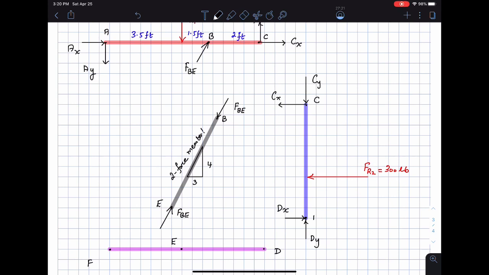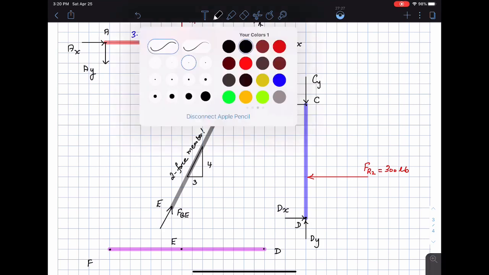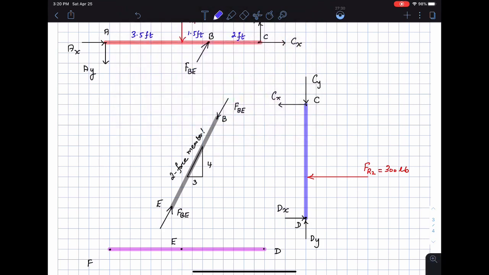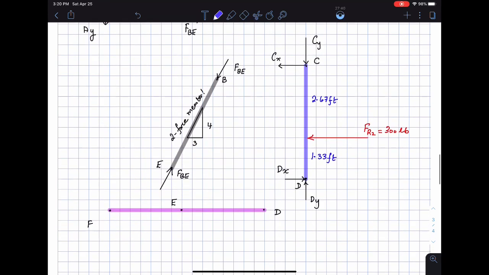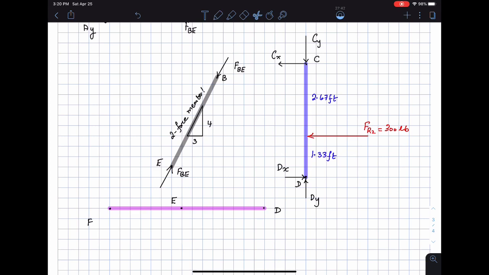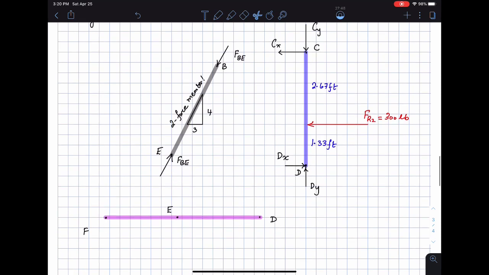Okay, so this is going to be the pin at D. I'm sorry, I'm just going to call that D here. And then I have distances from C to where the force is acting, which is 2.67 feet, and the remainder of the distance is 1.33 feet. And then lastly, I have this bar FED. I'm just going to scoot this down a little bit so that we have enough space to draw it out. Okay, so here is the bar FED.